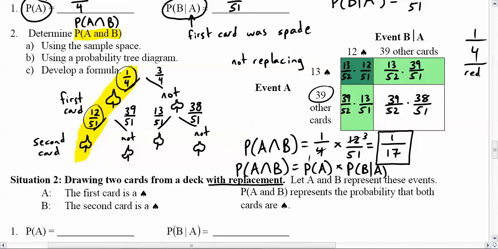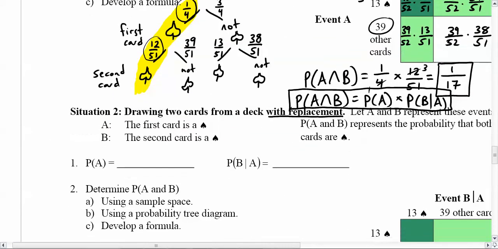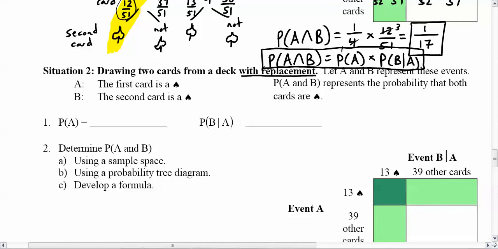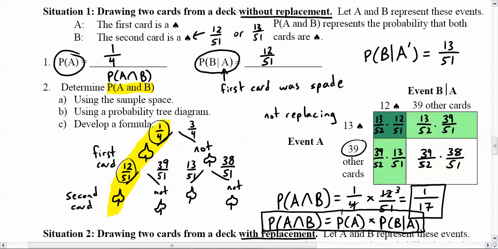Okay, so that would be using the sample space to be able to come up with a solution. But don't worry too much about that. The most important thing that you could get from here is the formula for finding the intersection with the conditional probability. So these 2 events here are called dependent events. The outcome depends on the first event.